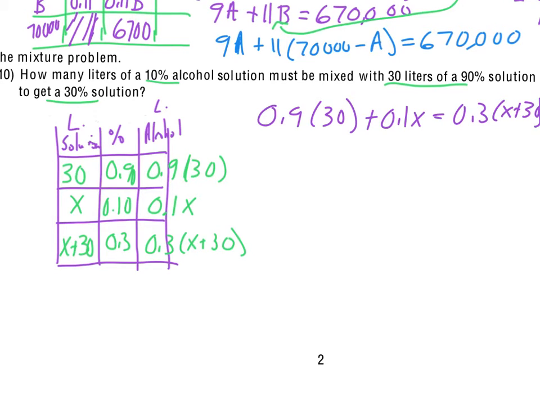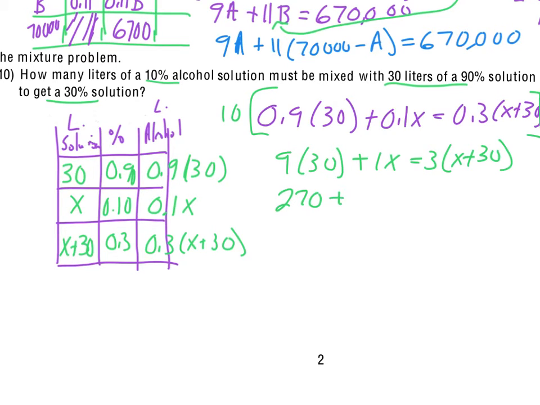Again, you can multiply both sides by 10 here. I think I will go ahead and do that. Just sneaking it in over here. Oops, not 100, 10. So that gives me 9 times 30 plus... no, sorry, that would be a 1x, equals 3 times (x plus 30). So now I can, again, deal with this without all the decimals. We get 270 plus x equals 3x plus 90.